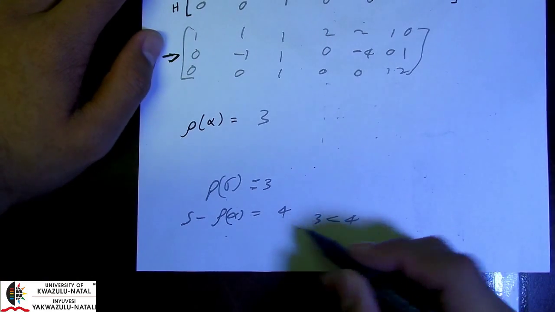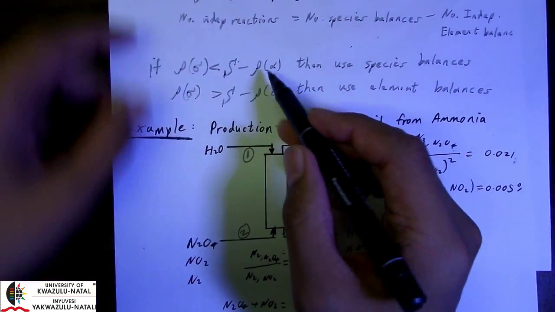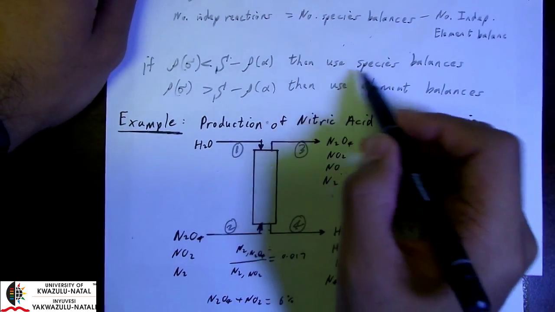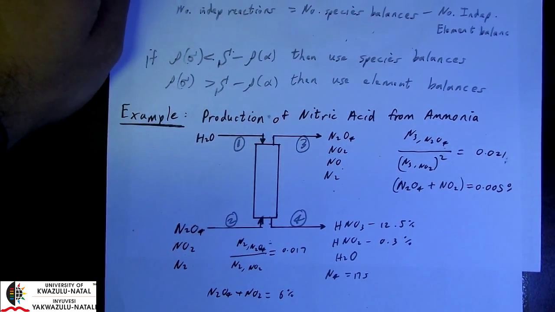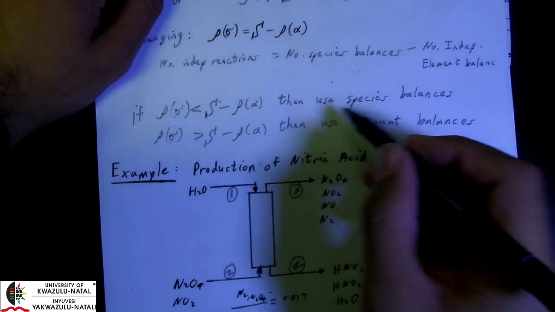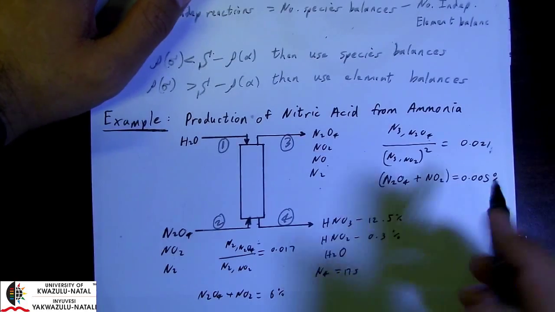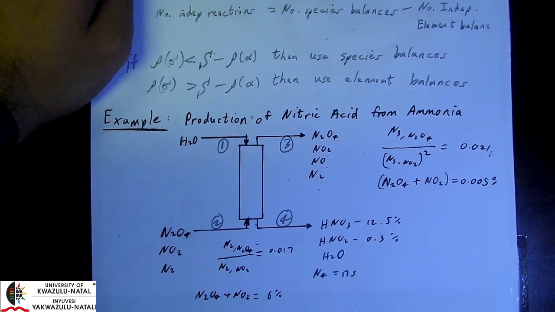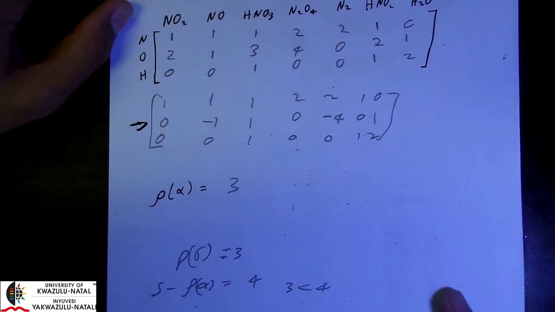So 3 is less than 4, of course. And by our criteria, it appears that in this particular case, it's preferential to use species balances to obtain a unique solution. This implies that if we use species balances, we will have less dependence on our subsidiary relations and composition and flow specifications than if we used element balancing. And that is the issue resolved.